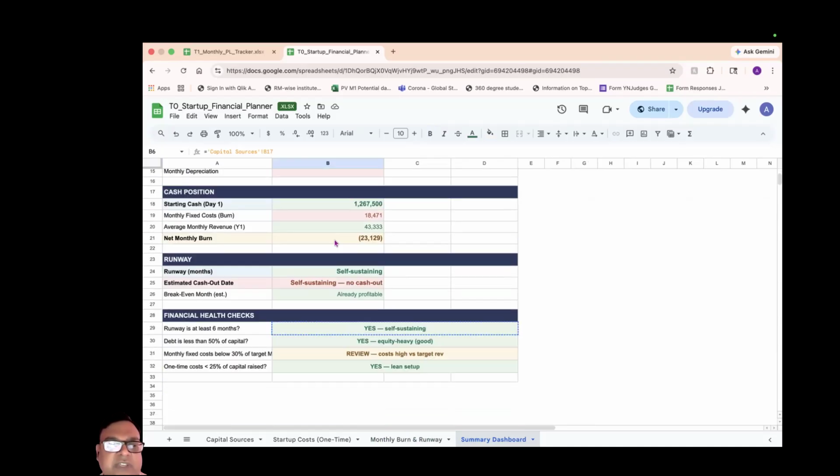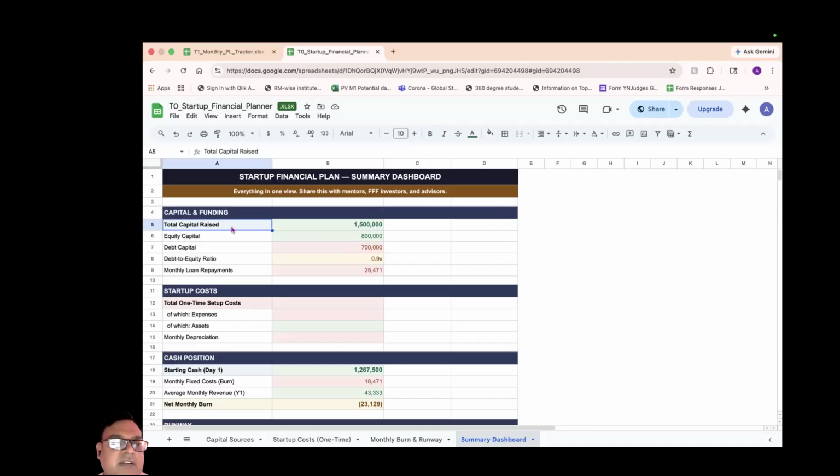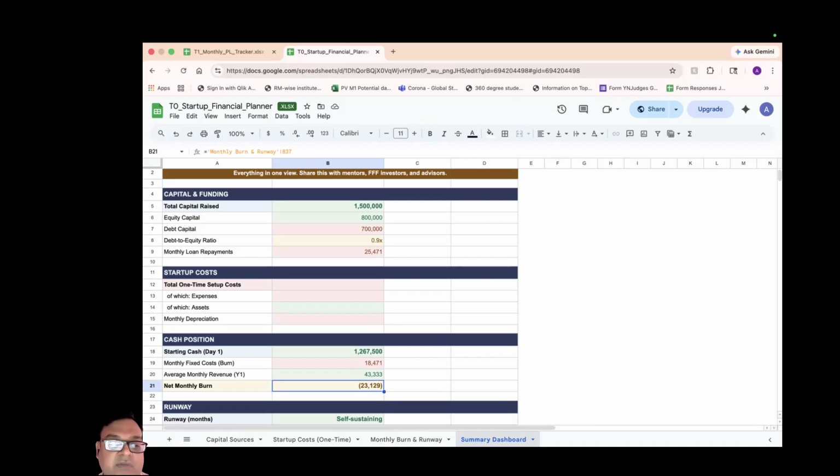So this is the summary of the entire thing that we've created. First section is capital and funding, 15 lakh. Equity capital, 8 lakh. Debt capital is this, 0.9 debt to equity ratio. Monthly loan repayments is this much. Startup cost have not yet been put, but you can put it from the table. Cash position, 1,267,500. Right, this is clear.